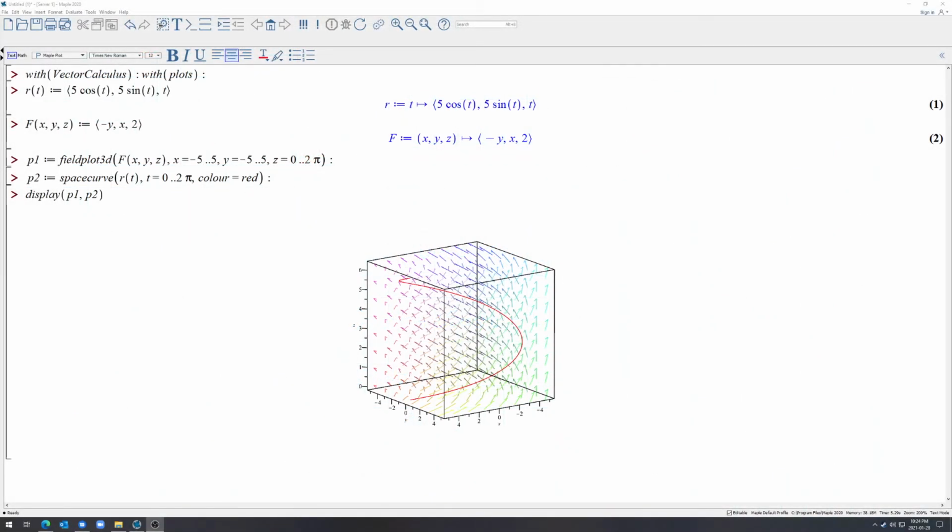All right, well, over here in Maple, I've got a couple of my favorite packages, vector calculus and plots. And I've got that nice helix with a radius of 5, oriented counterclockwise, going upwards along the z-axis. And you can see that red spiral. Now, here's my vector field, negative y, x, and 2. Now, if x and y are positive, looking down at the xy plane, that would be quadrant 1, then our vectors are going to be pointing, well, I guess, left and up.